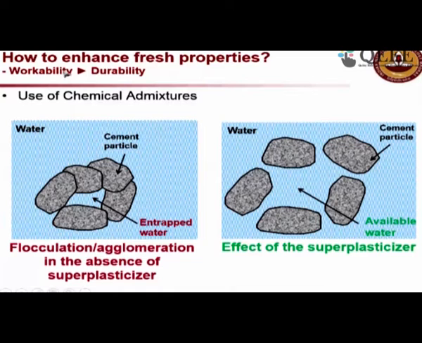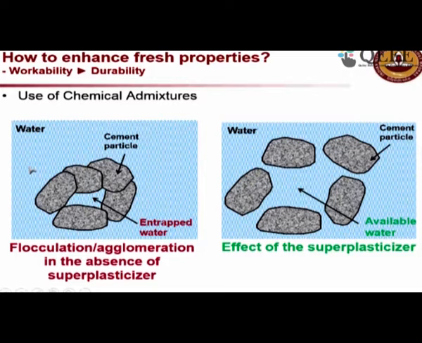Now how to enhance the fresh properties? So we have to worry about workability. How we do that is by using chemical admixtures, one of the ways of enhancing fresh properties. And one of the chemical admixtures which is widely used for achieving good flow is superplasticizer.